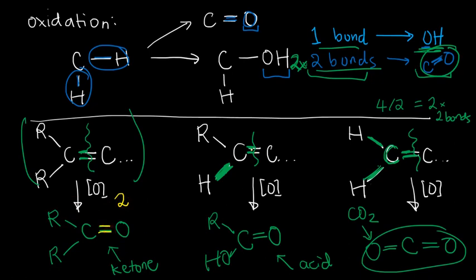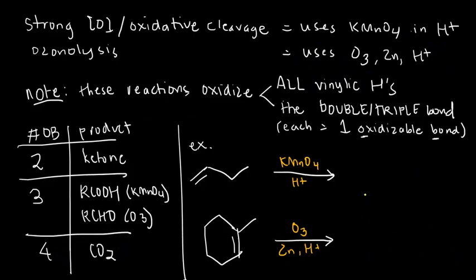If I have three bonds that are oxidized, these are the three, I get a carboxylic acid, although later it can be an aldehyde depending on the reagent. And then if I have all four bonds to carbon ready to be oxidized, then I can afford carbon dioxide. Now let's get to more specific details.